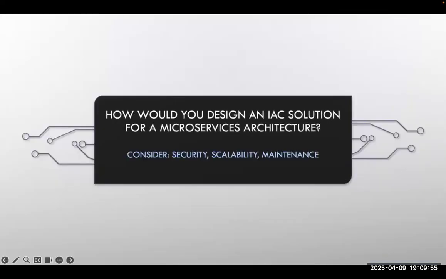So microservice architecture introduces additional complexity when managing infrastructure. Consider how you would structure an IaC solution to ensure each microservice has its own isolated environment while maintaining security and scalability. Would you use a monorepo or multiple repositories? How would you handle access control and configuration management?